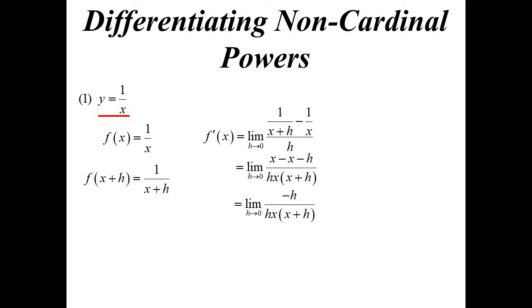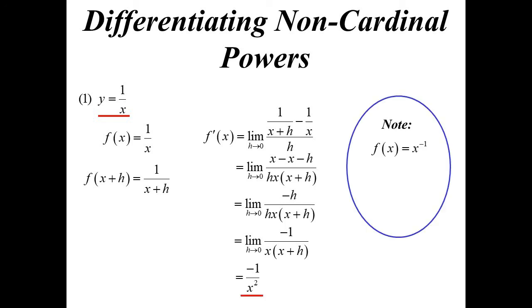Now that gives us our situation of 0 on 0, so we can't substitute in yet. So we cancel the h's, and now we can substitute 0 in for h, and we end up with minus 1 on x squared. Now, if we did it via indices, we just changed it to the power of negative 1 and used the rule we already know, you'll see, that works fine. So I've proven it via first principles, but indeed we can still use the same idea of bring that power down, subtract 1 from the power. It's going to work for negative indices as well.